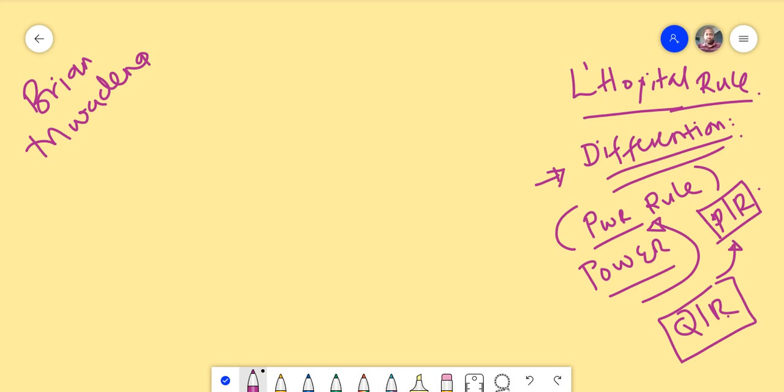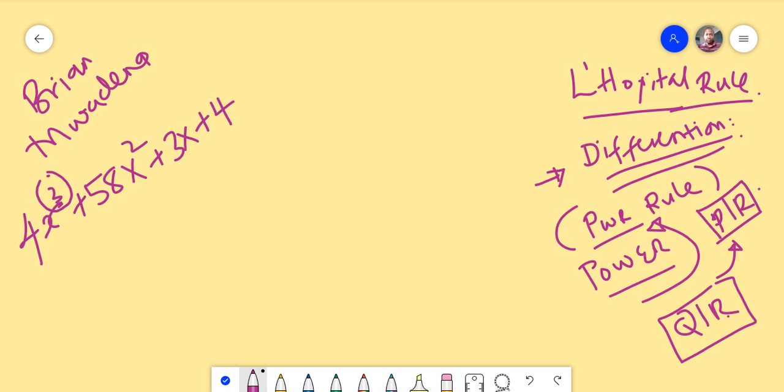Whatever I'm going to tell you about the power rule in differentiation, it's good for me to explain with an example. For example, if you have 4x cubed plus 58x squared plus 3x plus 4, and I'm told to differentiate this using the power rule. The power rule is the most basic, or rather the simplest form of differentiation, in that you look at the power of x.